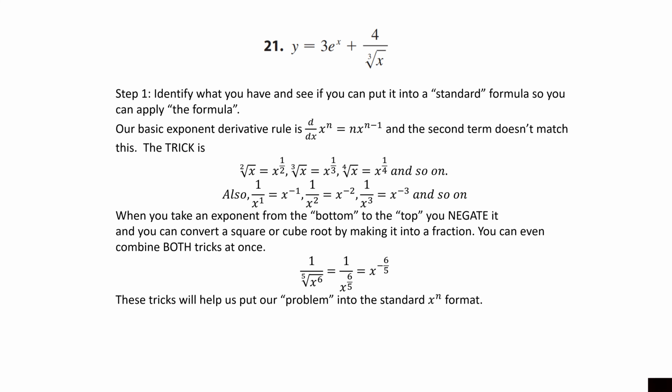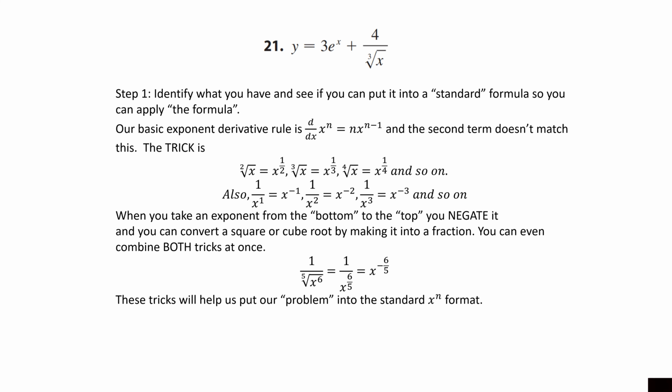Our basic derivative rule for exponents is that the derivative of x to the n is equal to n brought down in front, and you subtract 1 from the exponent. The second term doesn't really match the format of x to the n yet, so we have to figure out what we can do. The trick is that if you have a square root of x, it's the equivalent of x to the power of 1/2.